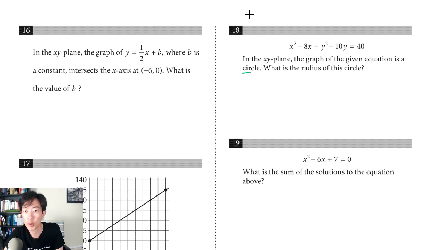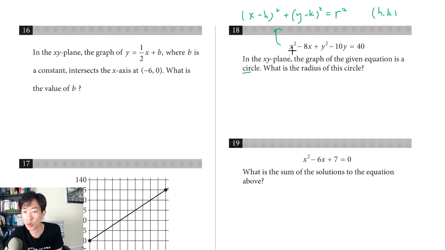So you need to have memorized that the equation of a circle is (x - h)² + (y - k)² = r². This is really the Pythagorean theorem. (h, k) is the center, and obviously r is the radius. So how do you get this equation to look like that equation?